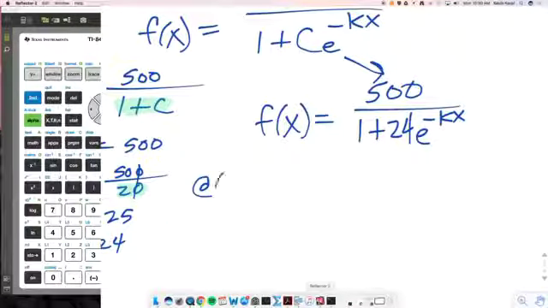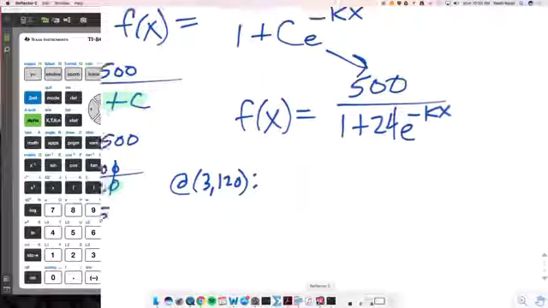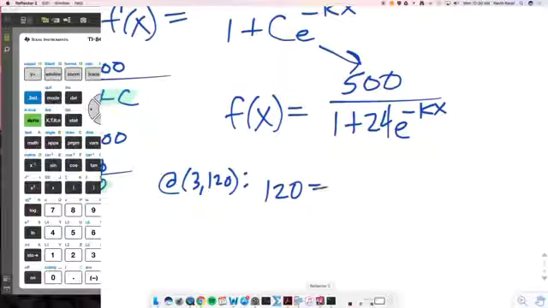All right, so at the point 3, 120, again, I'm indicating on my free response what I'm doing. I'm helping someone navigate through my work. So I get 120 equals 500 over 1 plus 24 times e to the negative 3k. Now, to solve this one, without a calculator, it's going to require some knowledge of logarithmic properties, which we're not going to review until the next section. So guess how I'm going to expect you to solve that? Calculator.